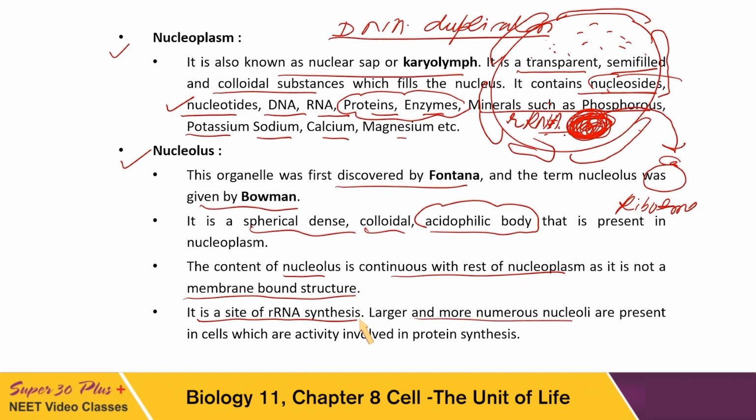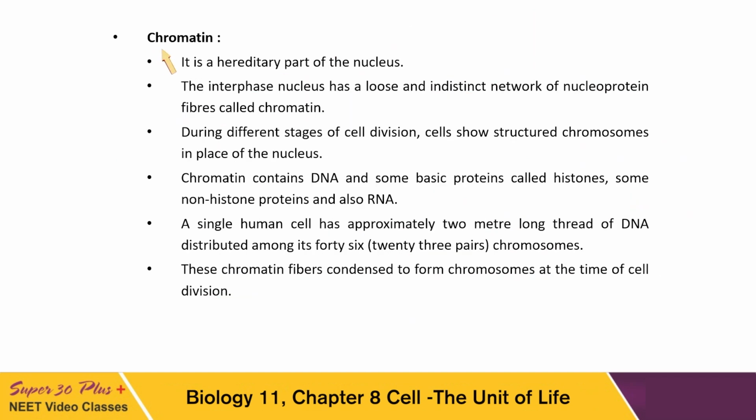Larger and more numerous, you see, where more protein is required, more ribosomes will be required, and therefore more and larger nucleoli will be present. So nucleoli number and their size depend on the requirement, because it is responsible for protein synthesis. The cells which are actively engaged in protein synthesis have comparatively more nucleoli, and their size is also larger. Come to the chromatin now.